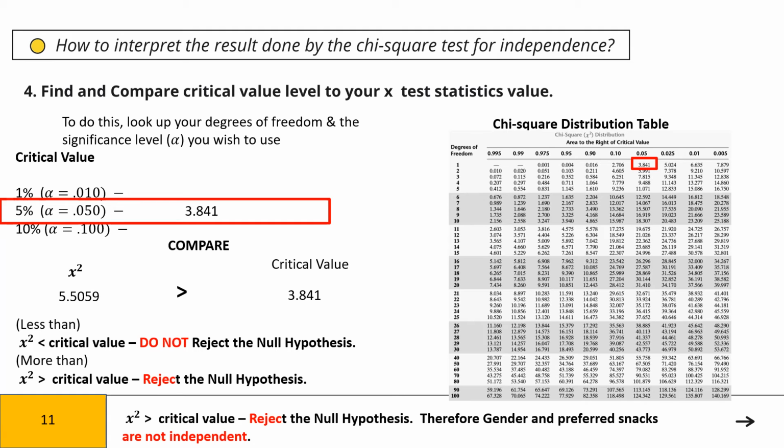Now if you already have the critical value and also the chi-squared statistic value, you compare them. Is it greater than, or is it less than? In our case, our chi-squared statistic value is greater than our critical value. When it is less than, that means you will not reject the null hypothesis. But if your chi-squared statistic value is greater than the critical value, then reject the null hypothesis.